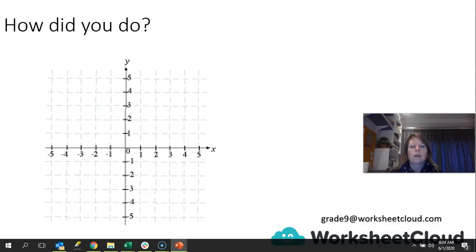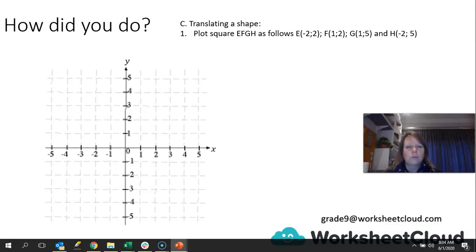All right. Now, let's have a look at the shape that you had to translate. We had to plot, first of all, the square EFGH according to those points. So let's do that first. E was -2, 2. There we go, that is our E point. Then F is 1 and 2. There we are, that's F. Then G is 1 and 5, and H is -2 and 5. Again, those are just points until you join them, and it will make a square. So there we have our square EFGH according to the points that we were given.